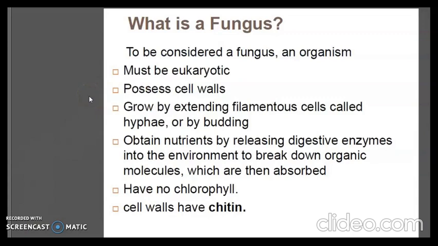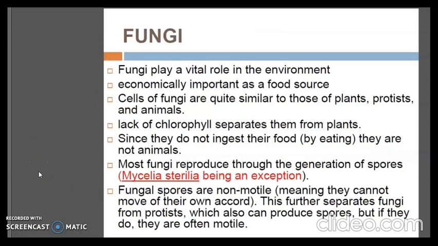The fungus is an organism that is eukaryotic and possesses cell walls with chitin, and they grow by extending filamentous cells called hyphae or by budding. They obtain nutrients by releasing digestive enzymes into the environment to break down organic molecules, which are then absorbed. Thus they play an important role in decomposition. They have no chlorophyll.